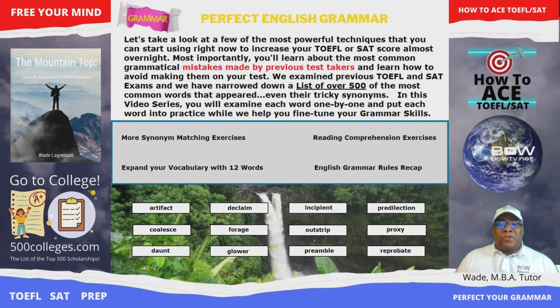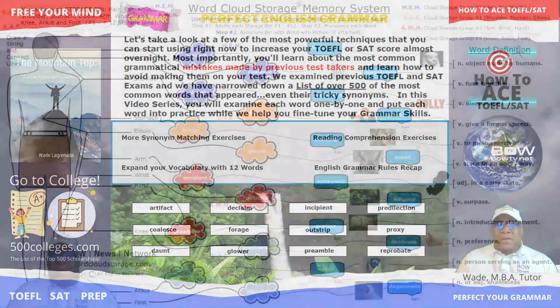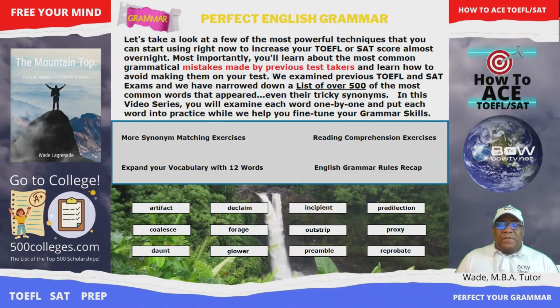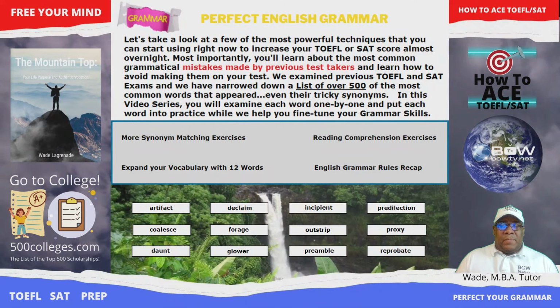We use a lot of different memory tricks here as far as our word cloud storage, and assigning words to different storage bins to try to make an association. One association you can clearly see there is forage to the stomach storage bin, as a squirrel forages through the park looking for scraps of food and nuts. So these are different methodologies, or mnemonics, that we use to help you increase your memory of the words that we cover. It's really a good way for you to start the day with learning 12 new vocabulary words to help you expand your vocabulary universe.